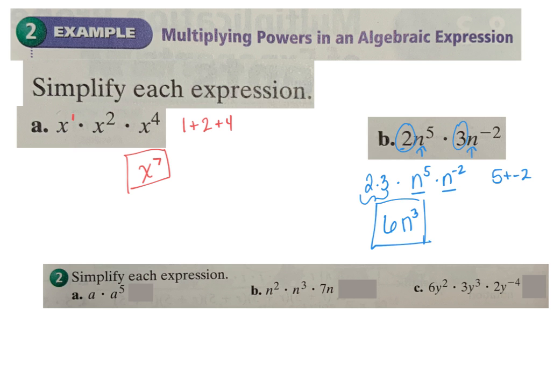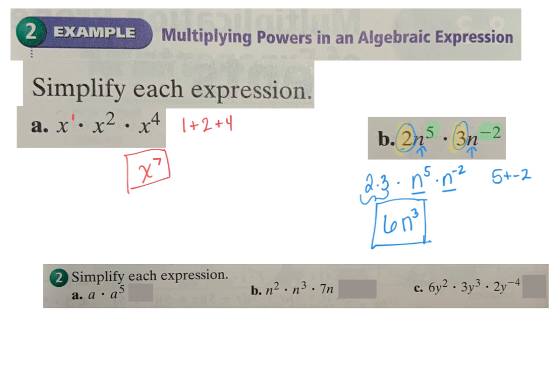So when you do have a number in front, just multiply those numbers. That will be your new coefficient. And then you will add your exponents for your like bases, and that will become your new exponent. Go ahead and do check understanding number 2.